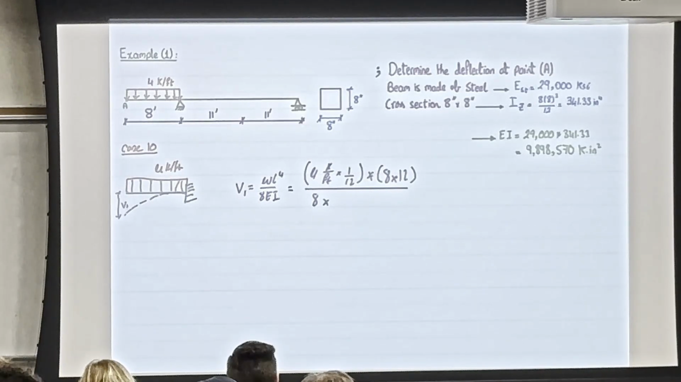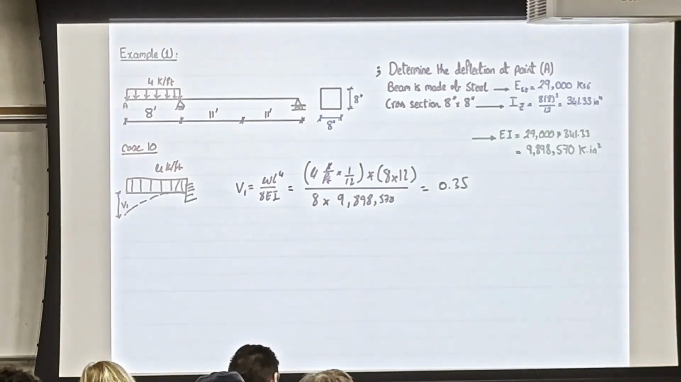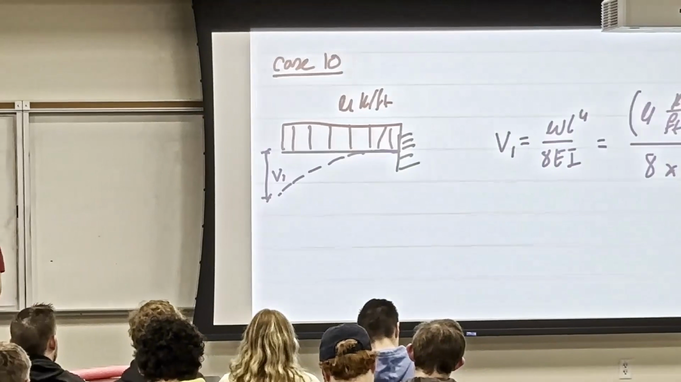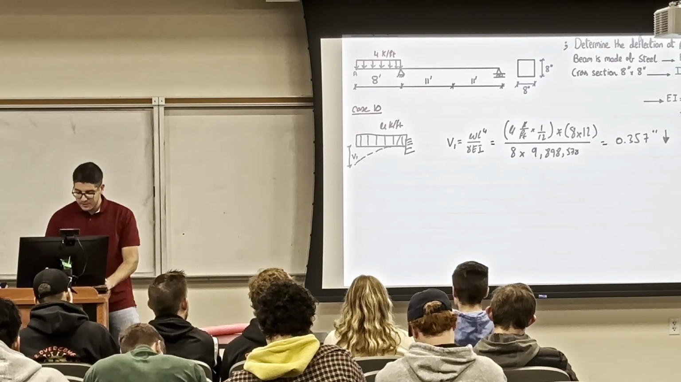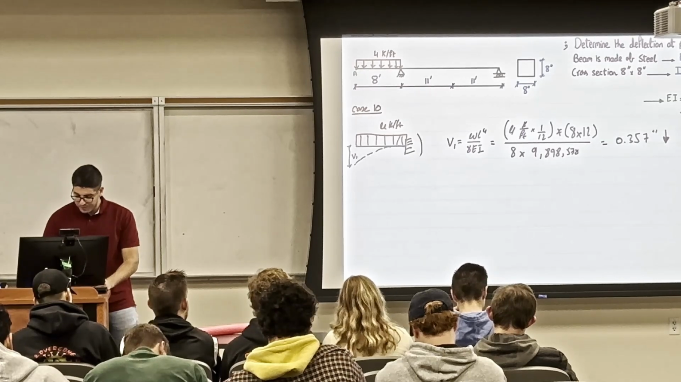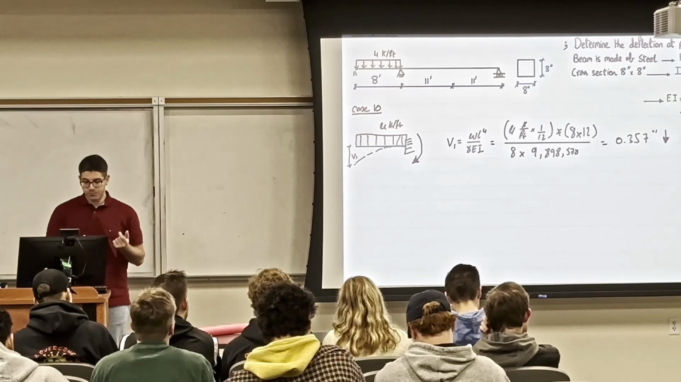And I just have the EI as 1 number here, which is 898,570. When I calculated this, I found the deflection is 0.357 inches, and it points down. This is incomplete. We need to fix the condition that you all said, that we disallowed the rotation here. So what we did, we initiated a bending moment reaction here, which wasn't there in the real problem.